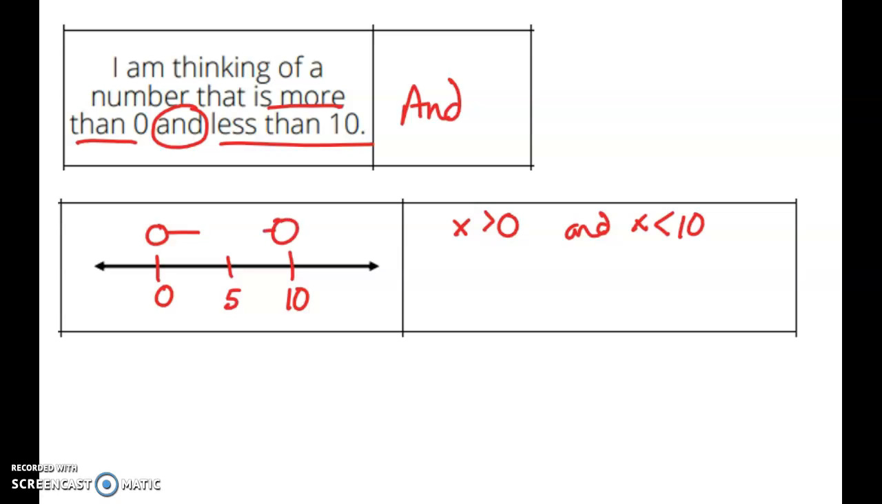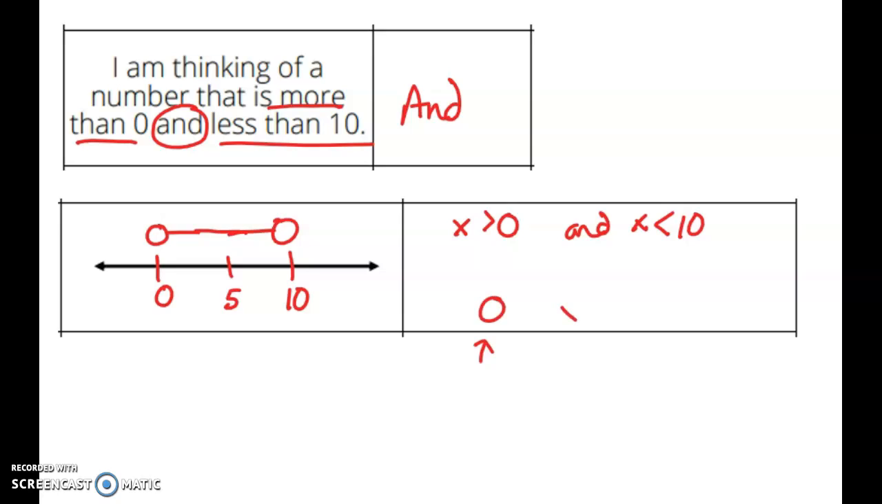Less than 10 would be an open circle at 10 and go to the left. And then where they are going to overlap, they'll connect. They kind of look like a drawing. It's always going to be 2 circles with a line in between, and the circles can be open or closed depending on the symbols. All right, so now what I think is the hardest part is right here.